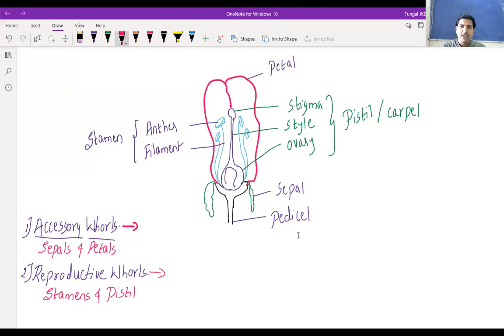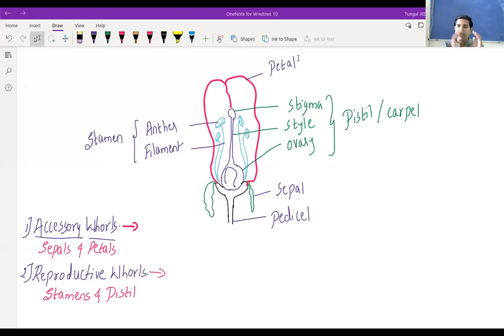Now here you can easily find the difference. So totally there are 4 whorls. The 4 whorls are 4 parts of a flower in an angiosperm. Out of these 4 parts, we divide them: one is the accessory whorl, or extra floral parts. We can call it an extra floral part.